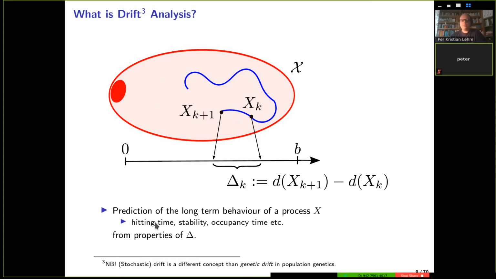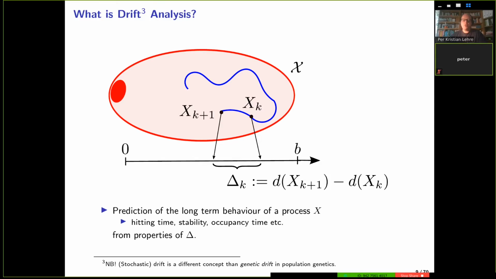For example, hitting time, so how many generations it will take to reach this desired region, or occupancy time. So for example, what fraction of steps are we within a particular region, or some stability properties of the process.